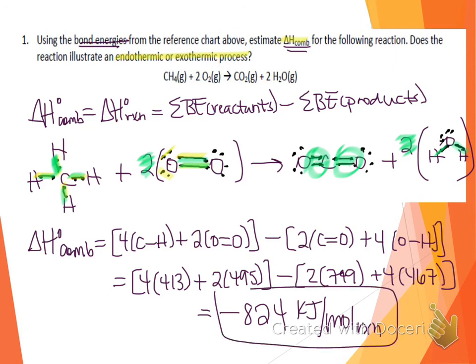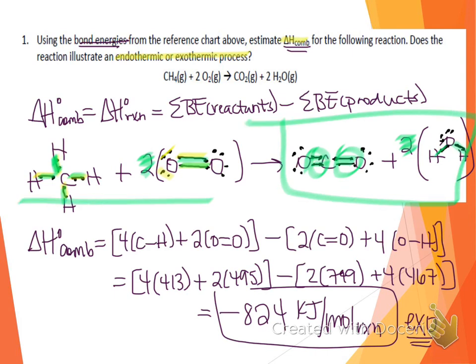We also wanted to know if this would be an endothermic or exothermic process. Well, it's going to be exothermic because that delta H is negative. That means that more energy was released when I formed those new product bonds than what I needed to break the reactant bonds. There's a couple more bond energy practice problems on page 26 that we'll be working on in class next time.